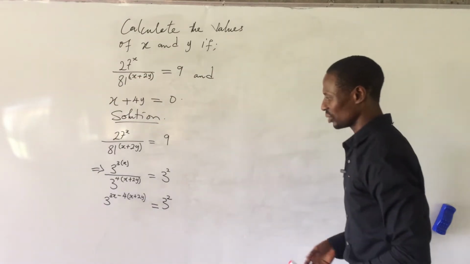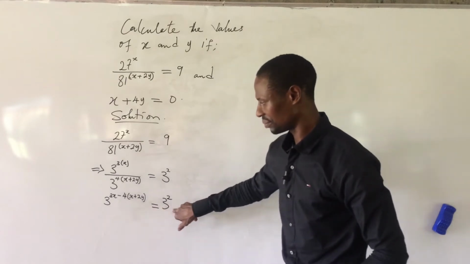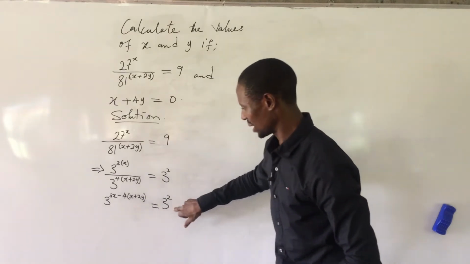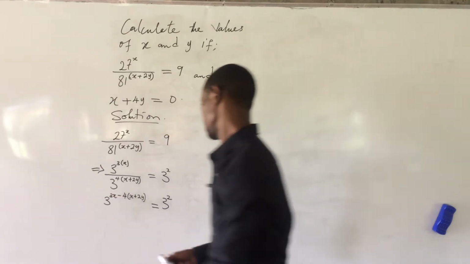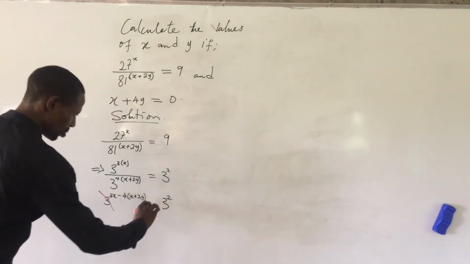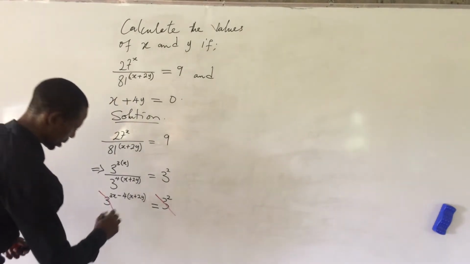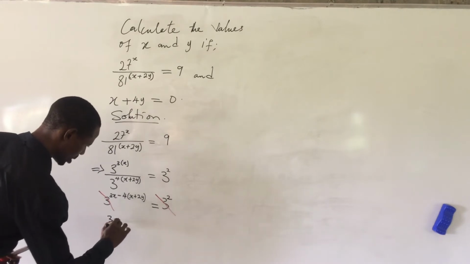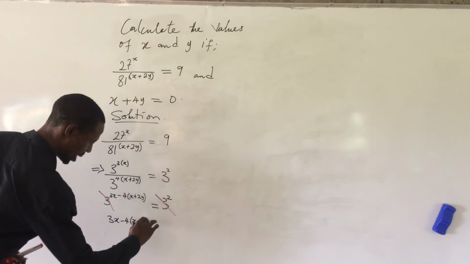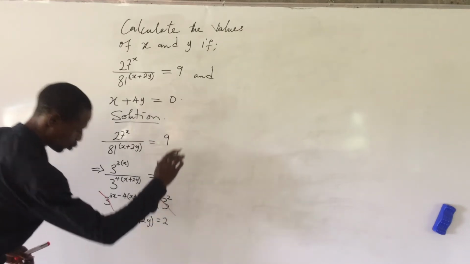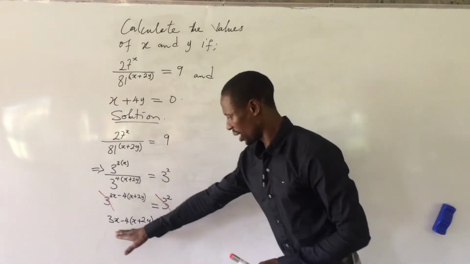Now that we have this, what do we do next? The base numbers are the same, and there is an equality sign here, so these 3s will strike out themselves. When that happens, we are left with 3x minus 4 into (x + 2y) equal to 2. So we can equate the powers. So equating the powers, we have this.